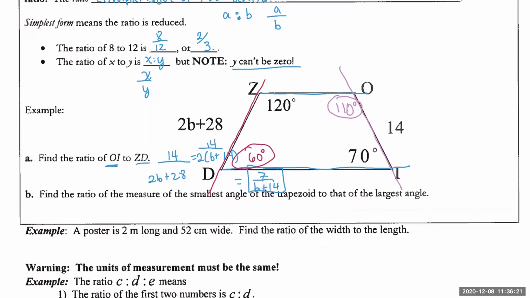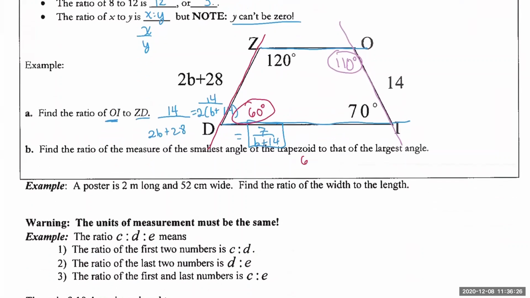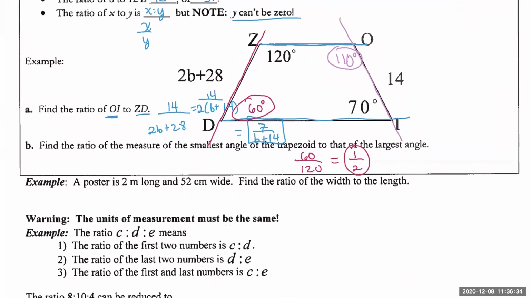So if they want a ratio of the smallest angle of the trapezoid to the largest, I would say the smallest is 60, the largest is 120. So if I reduce that ratio, I get a ratio of 1 to 2. Okay.